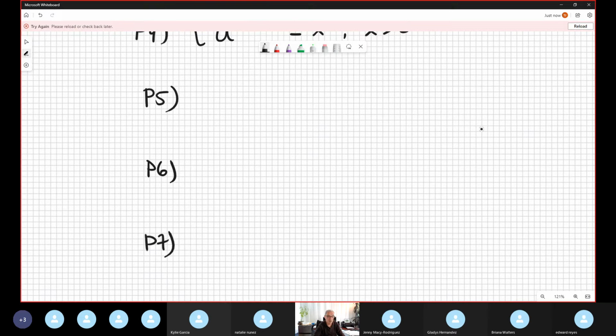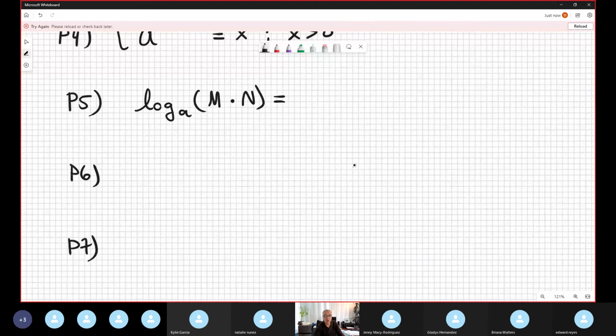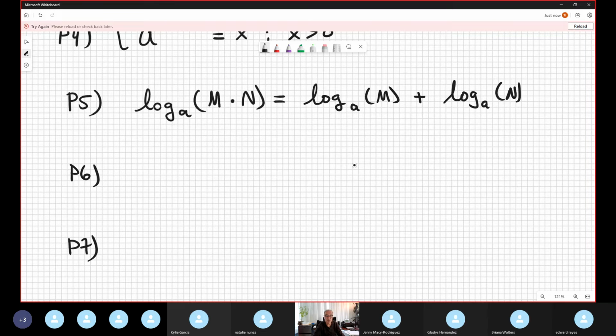Property 5 allows us to convert, you have the logarithm of any base of a multiplication of expressions I want to call M and N. And the magic of the logarithm converts it into logarithms. You can expand: logarithm of M plus logarithm of N. Keep in mind, multiplication converts to addition. And we can use this property in both directions, in this direction or in this direction. And this direction is expand.